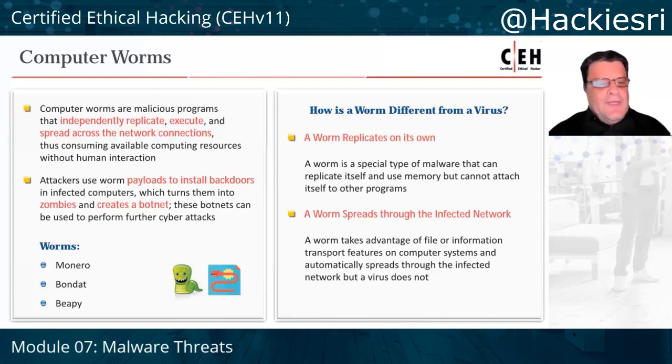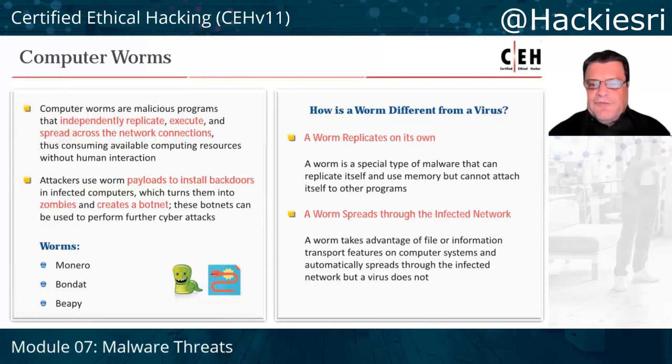So once again, we have a situation with a self-replicating program. Worms that have been popular include Monero, Bondat, and BAPI. How is a worm different from a virus? As I've been insinuating, a worm replicates on its own. It need not be triggered by the host. A worm is a special type of malware that can replicate itself and use memory, but cannot attach itself to other programs and need not attach itself to other programs. A worm spreads through the infected network.